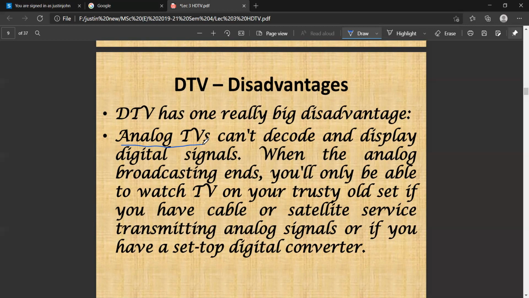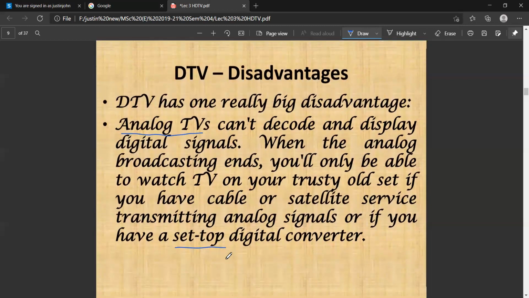When the analog signal broadcast comes to an end, if you want to use your old TV, you need to use a set-top box which converts this digital signal back to analog signal and supplies it to the analog TV. And this will again deteriorate the quality of the picture. So this is the main disadvantage of digital television. In fact, it is not a disadvantage of the digital television, but a disadvantage of the analog set that we have in our hand.